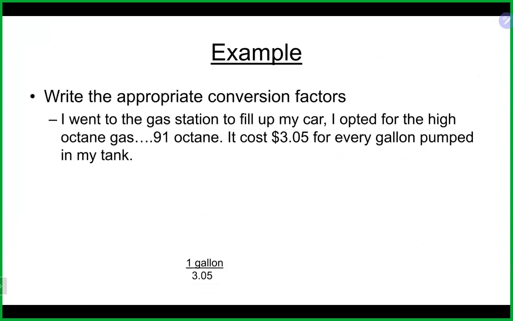All right. A couple more things looking at conversion factors. 91 octane, $3.05 a gallon. That's clearly an old slide. By the way, that was expensive back then when I did it. Just for reference point. So that is 1 gallon is $3.05. Would love that. So $3.05 is 1 gallon.